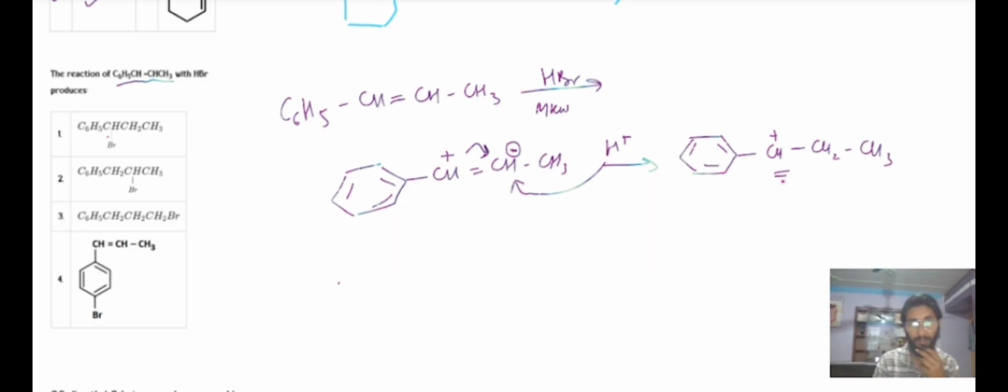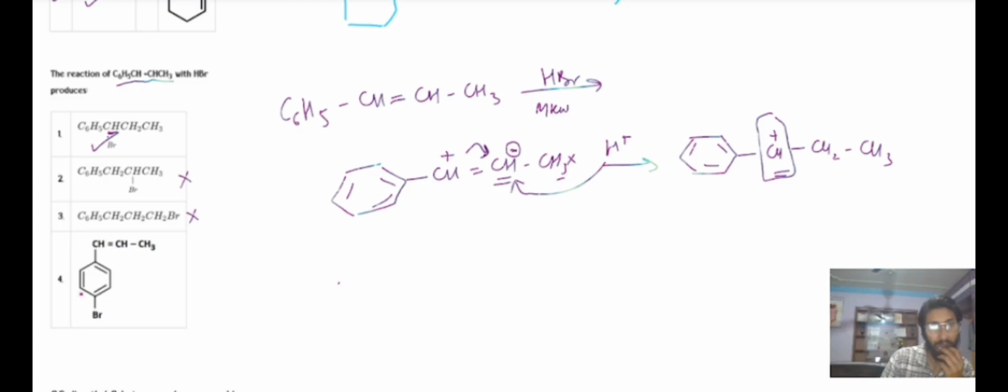So the HBr can be added to this carbon. It's so obvious. So in option number 2, this CH would get bromine. That's correct. Can this CH get bromine by any chance? No, the option could not be correct. Can the terminal CH3 get Br? No, that's also not correct. So the option number 1.